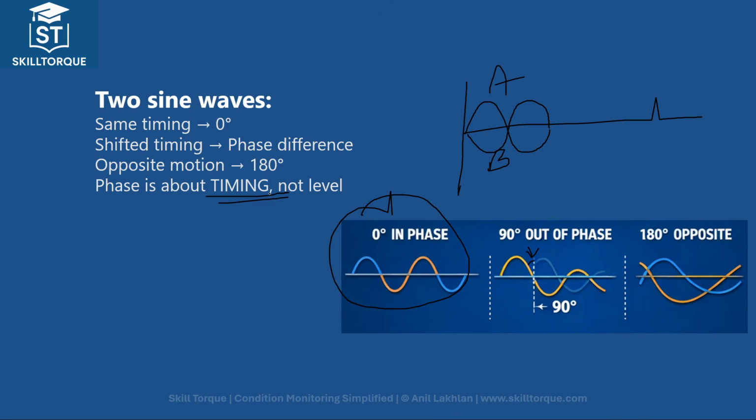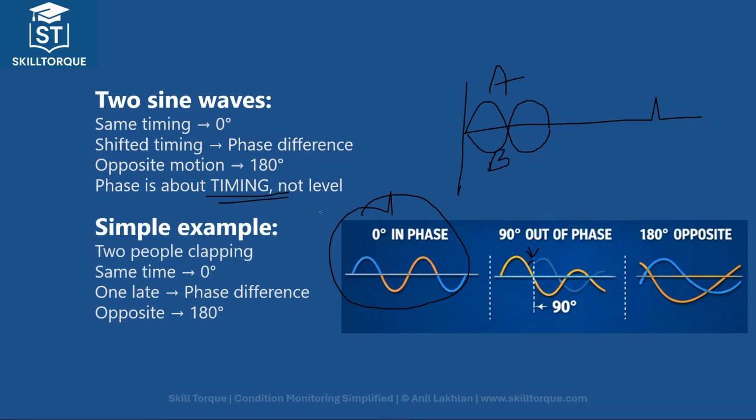Now, to make this topic clearer, I will take one simple everyday example. Think of two people who are clapping. If both clap at the same time, we say they have clapped with a 0 degree phase difference. If one claps slightly later than the other person, there is some phase difference between these two claps. And if one is clapping exactly when the other stops, then both are clapping at a 180-degree phase difference. I believe this example makes it easier to understand, right?